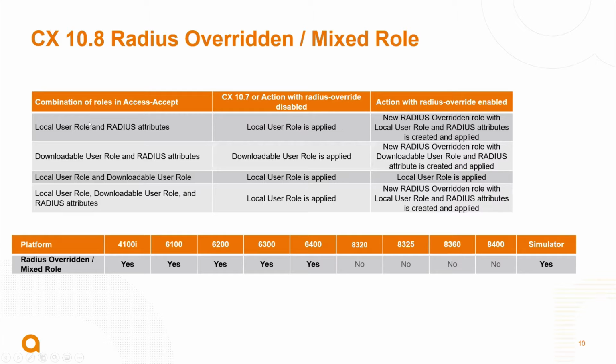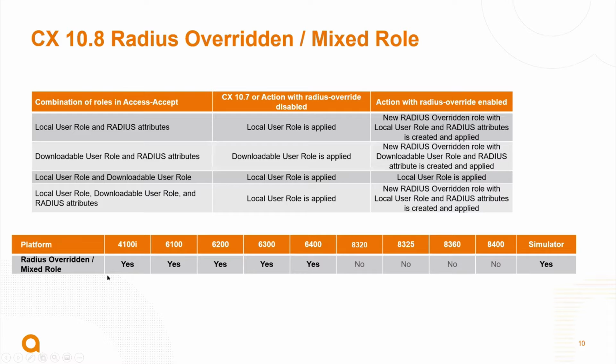It will apply the local user role, but the preference will be given to the RADIUS, whatever you are overriding with. Okay. With a downloadable user role and a RADIUS attribute, it is the same as LUR in the case of 10.7 and 10.8. I'm hoping this makes things clear for you, and you can play around with it. When you have a LUR and a DUR both for the same client, what will happen? Currently, LUR takes precedence, and the extra attributes you push from the RADIUS attribute will be applied to that client.